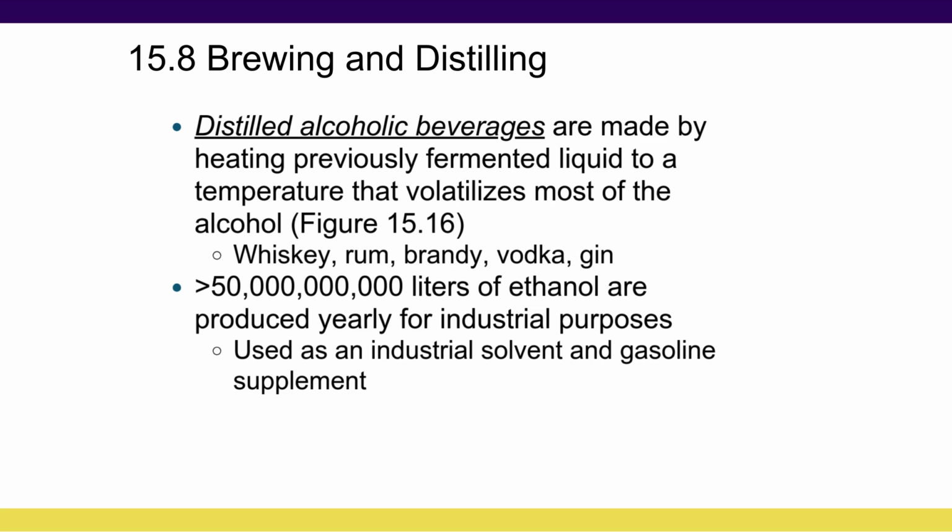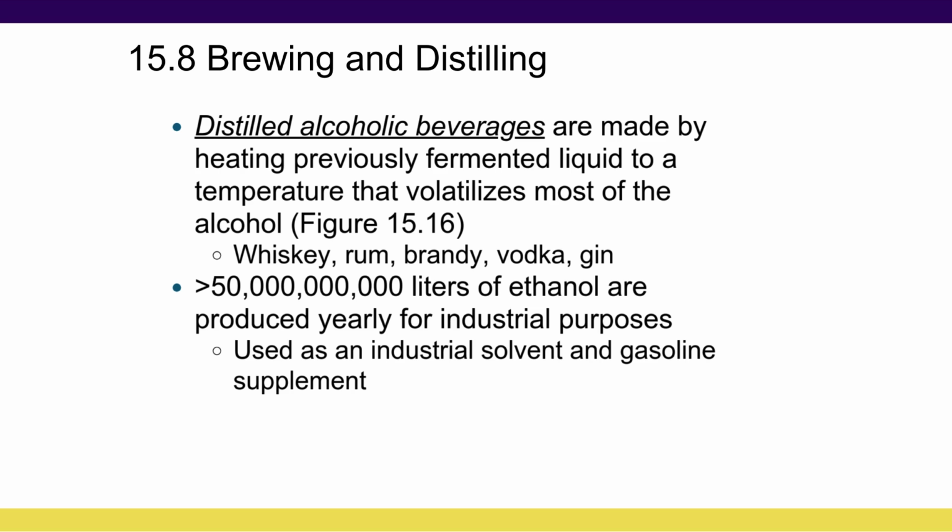Distilled alcoholic beverages are produced by heating a previously fermented liquid. The heat volatilizes, or turns into vapor, most of the alcohol. This alcohol vapor is then collected and condensed back into a liquid, resulting in a much higher alcohol content. Examples include whiskey, rum, brandy, vodka, and gin. This process is illustrated in figure 15.16.